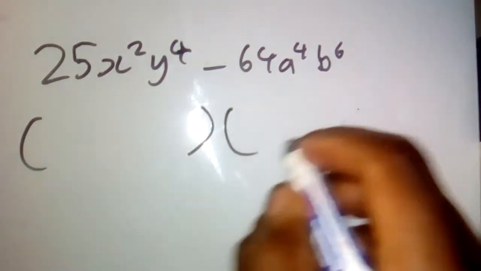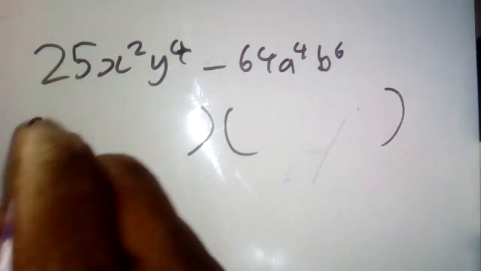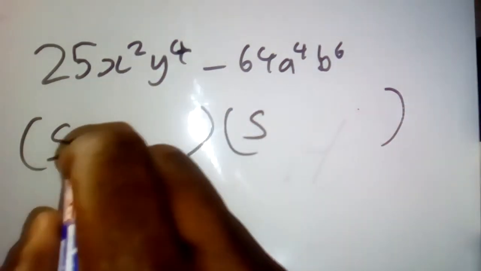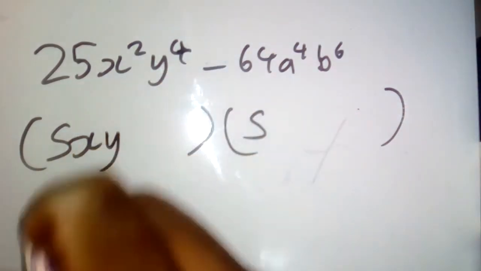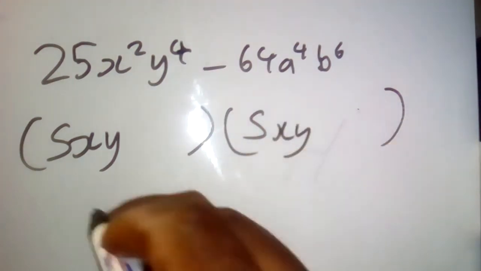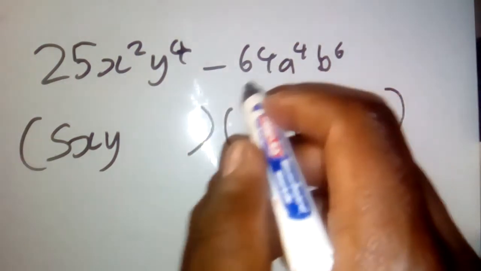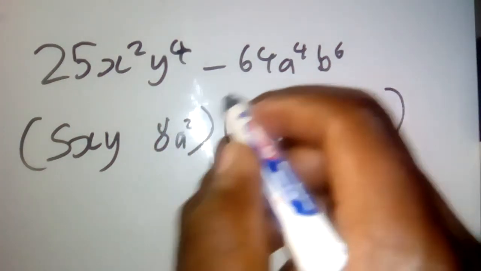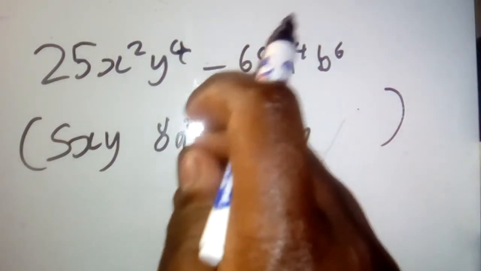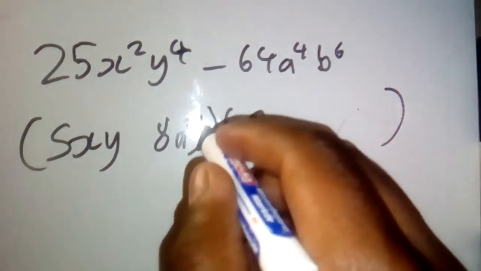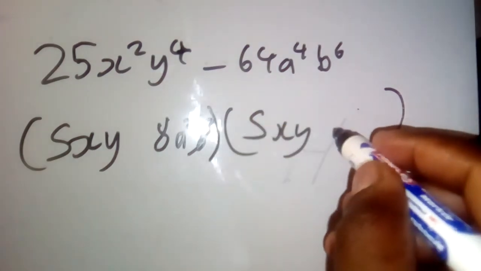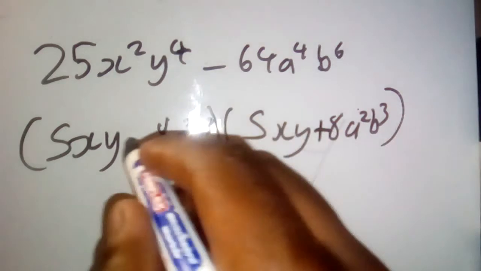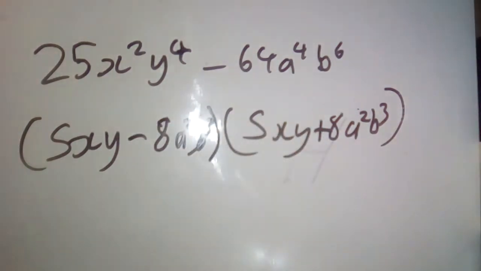So let's find the difference of two squares, I mean. So this becomes 5 and 5 as well, and then the square root of x squared is x. The square root of y to the 4 is y squared. Then here we say the square root of 64, which is 8, and the square root of a to the power of 4 is a squared. The square root of b to the 6 is actually going to be b cubed, right? We just halve the exponents, and then we write the same thing here: 8a squared b cubed, and then on one we have a plus, on the other we have a minus, and we have factorized it.